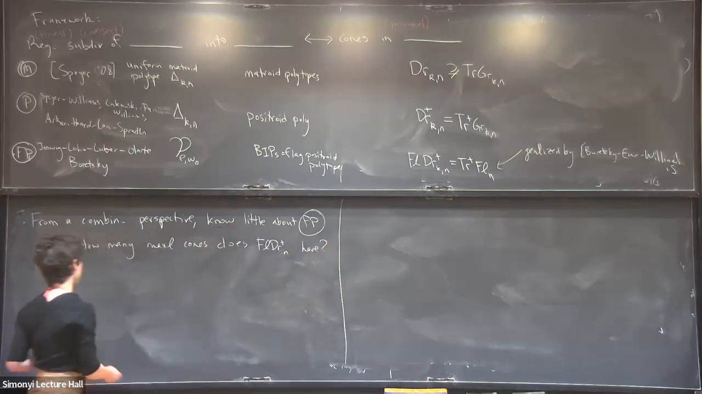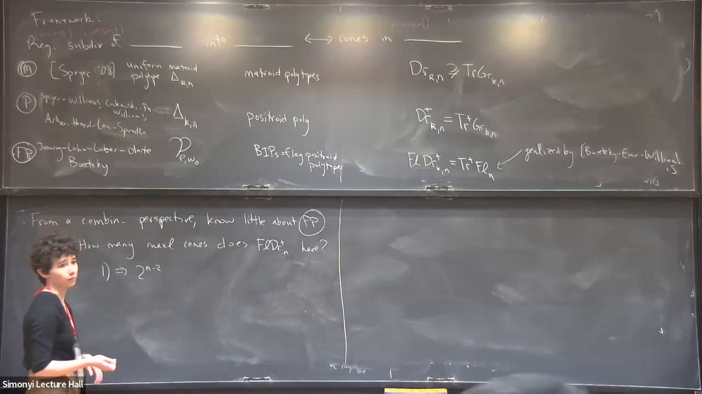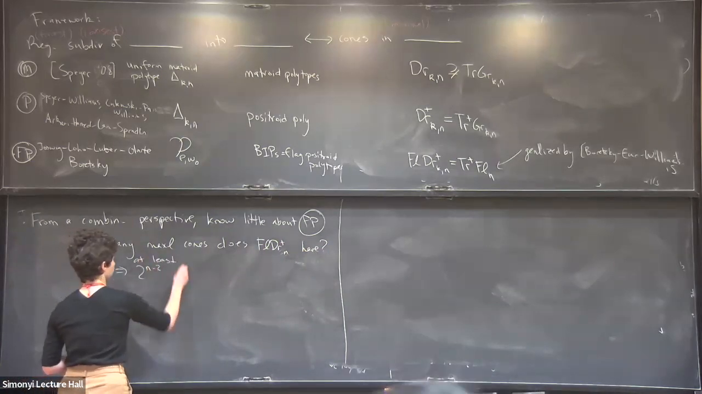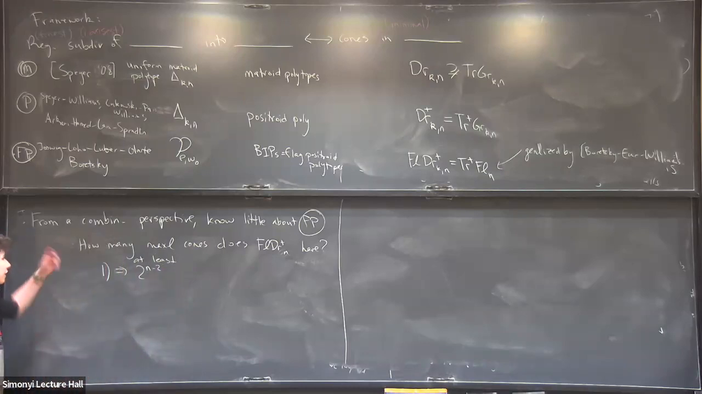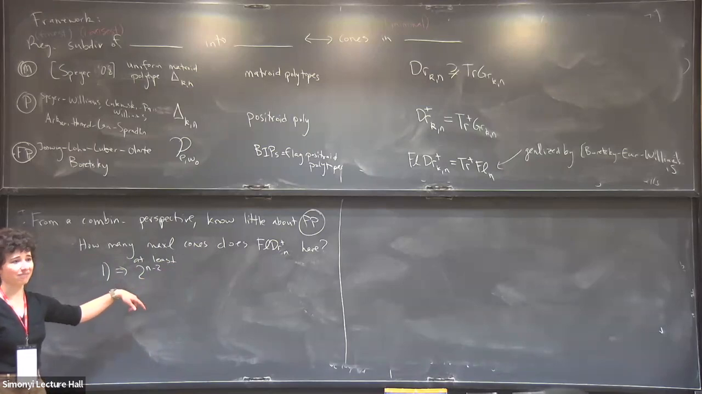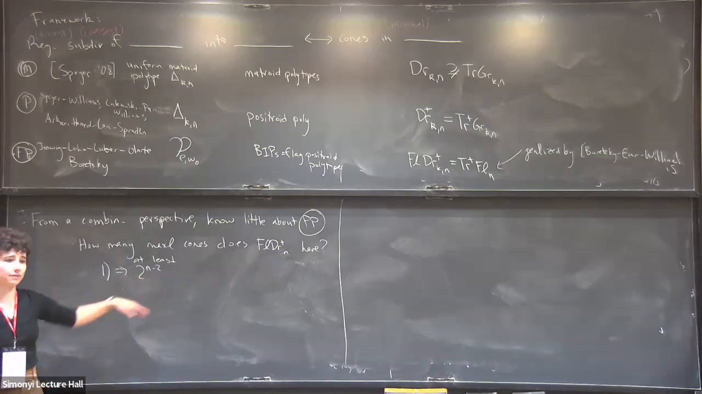We still don't know the answer to this question, but 1 implies that there are at least 2 to the n minus 2. Right, because we have 2 to the n minus 2 subdivisions, each one is finest, so each one corresponds to a maximal cone in this span. I will say this is an incredibly bad lower bound. It's probably only tight at n equals 3, so we expect way more cones than this.